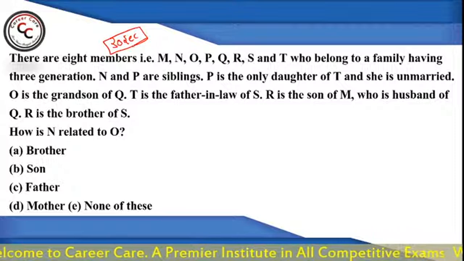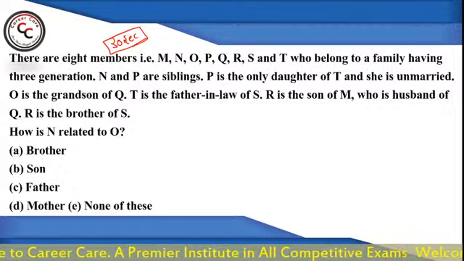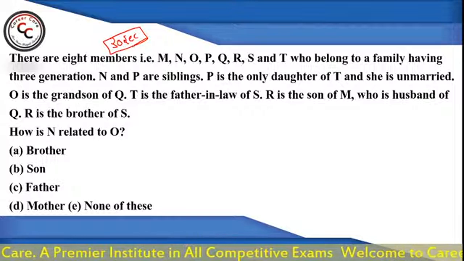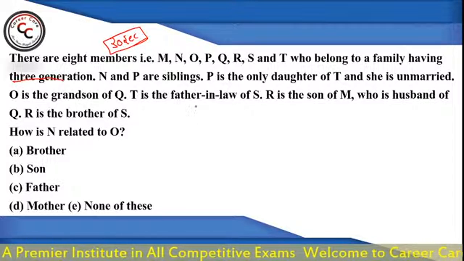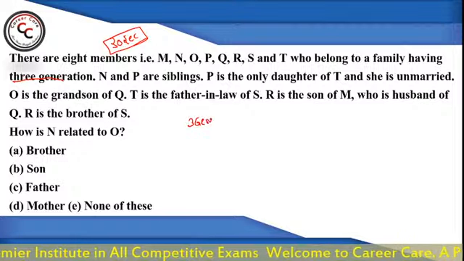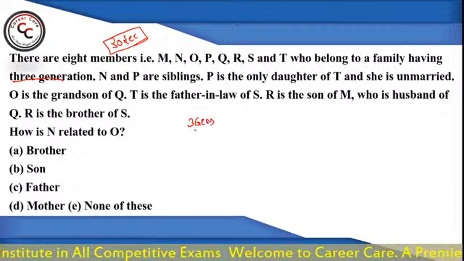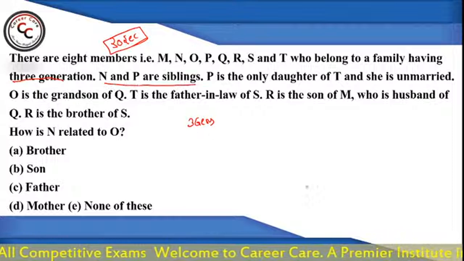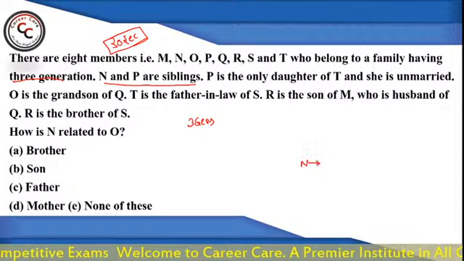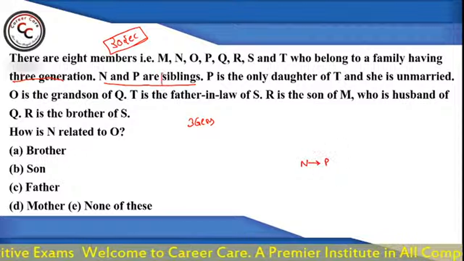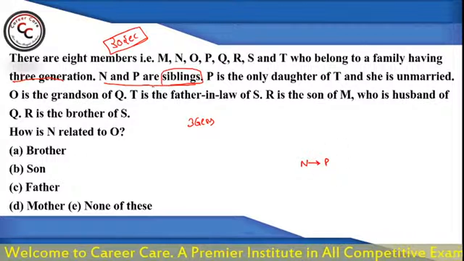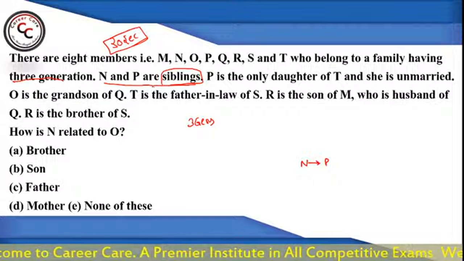Right. So there are 8 members in a family, MNOPQRST, and they are having 3 generations. So make sure that there should be 3 generations. Simple. Right? Now look at the first data. What does the first data say? N and P are siblings. Here sibling means they will be brother or sister, but make sure that their parents are the same, then only you can call them siblings.